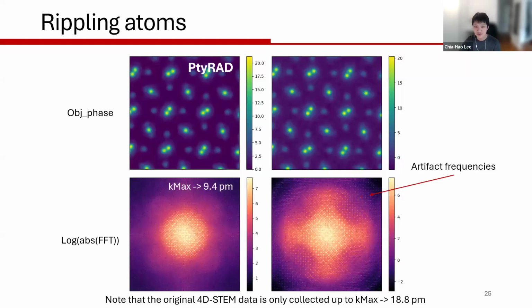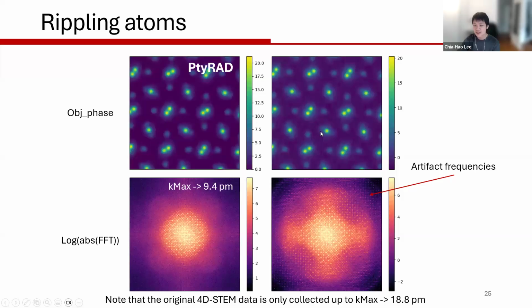But if you take the Fourier transform of this object, you can see that the FFT for the ptychographic reconstruction shows a natural decay here because we are bandwidth limiting the spatial frequency up to a certain value. Even though the FFT has a Kmax reaching around 9 picometer of the object, the actual data is only acquired up to a Kmax around 18.8 picometers. So somewhere half here, because we are padding the diffraction pattern to get more pixels in real space.